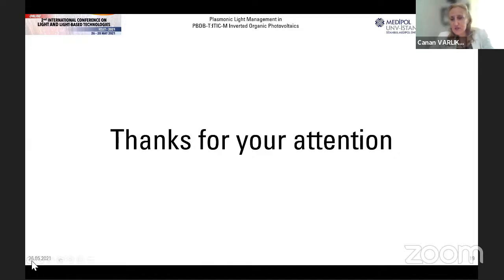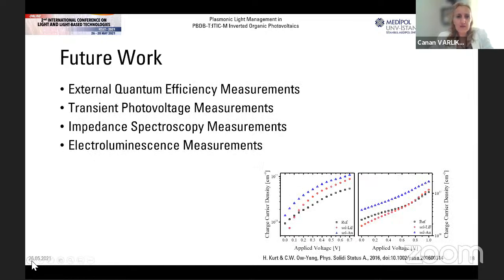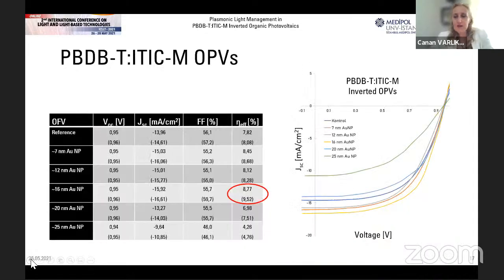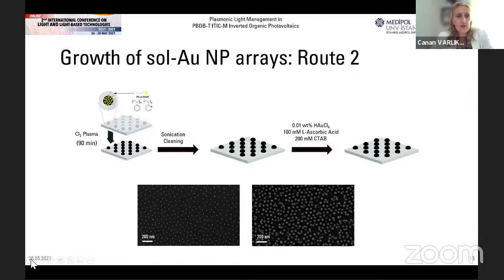I've got a question while waiting for the audience to ask one. In your route 2, you're applying oxygen plasma right after the coating of the nanoparticles. Did you check the effect of the time that you apply oxygen plasma, or the power of the oxygen plasma, on the properties of the nanoparticles that you would obtain?